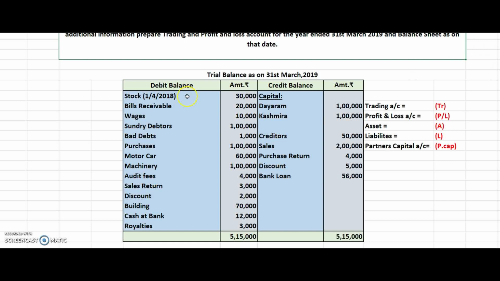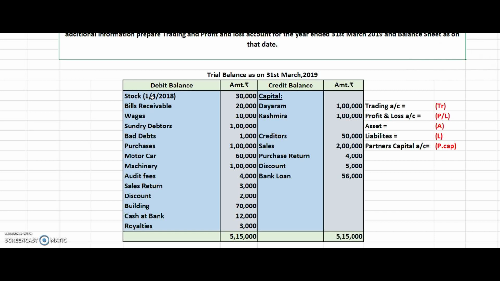The first one is stock. Now there are 2 stocks in every final accounts question. First is opening stock and the other is closing stock. If you look at it, the date is 1st 4. That means it is 1st April. So everything on 1st is going to be called as opening stock.